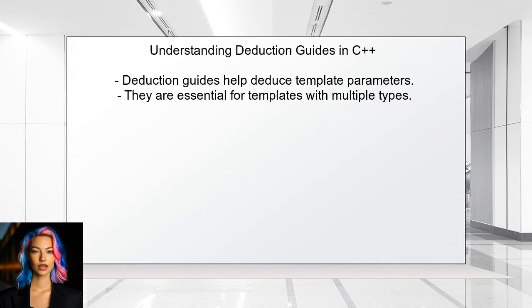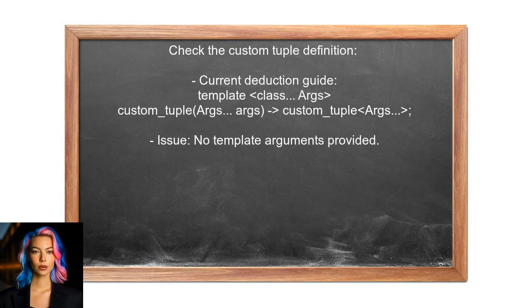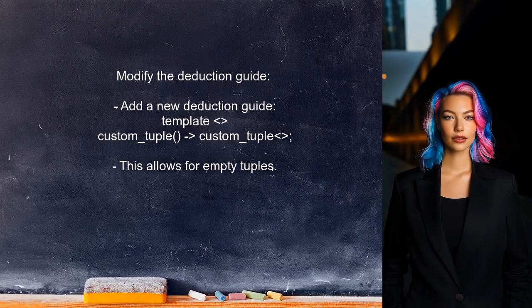To address the issue with the custom tuple, the user should first understand the concept of deduction guides in C++. These guides help the compiler deduce template parameters from constructor arguments. Next, the user should check the definition of the custom tuple. The current deduction guide for custom tuple is not correctly set up to handle the case when no template arguments are provided. To fix this, the user can modify the deduction guide to ensure it works correctly when no types are specified. This can be done by explicitly defining a deduction guide for the case with no arguments.